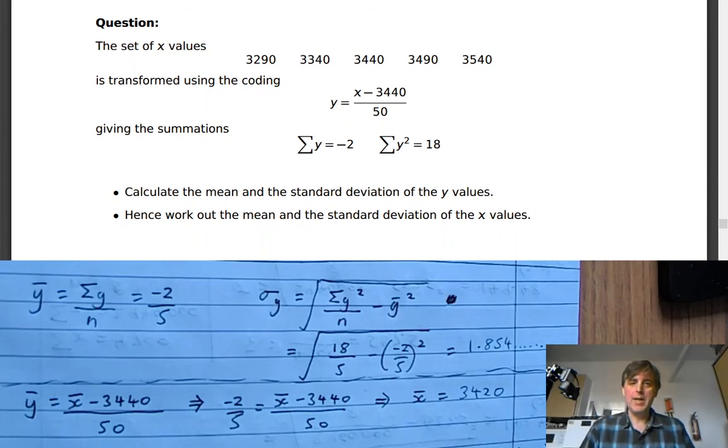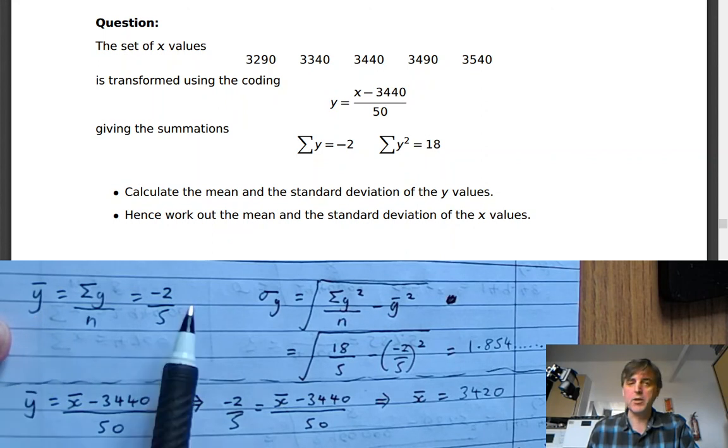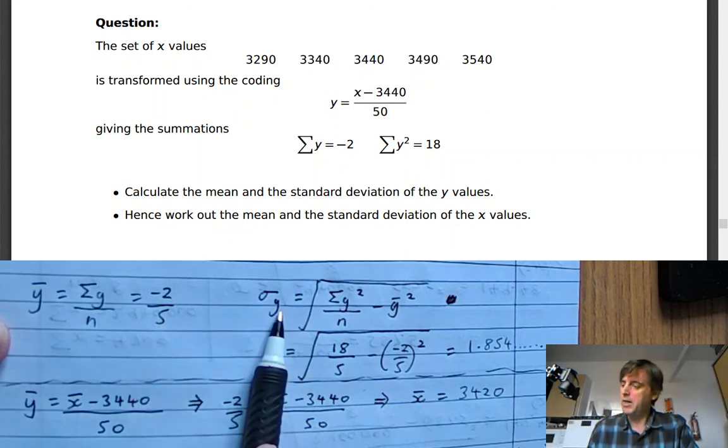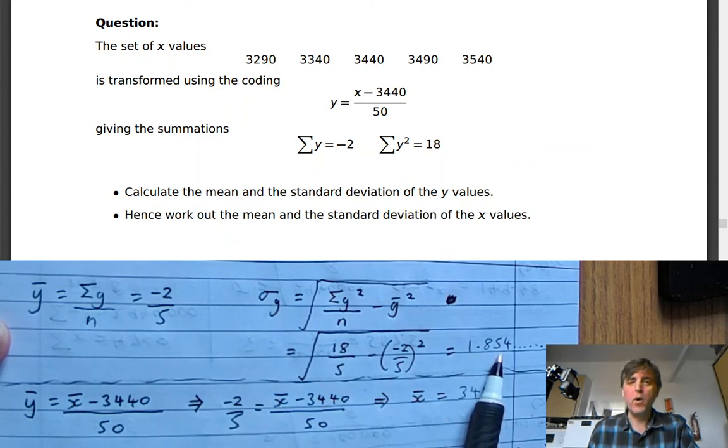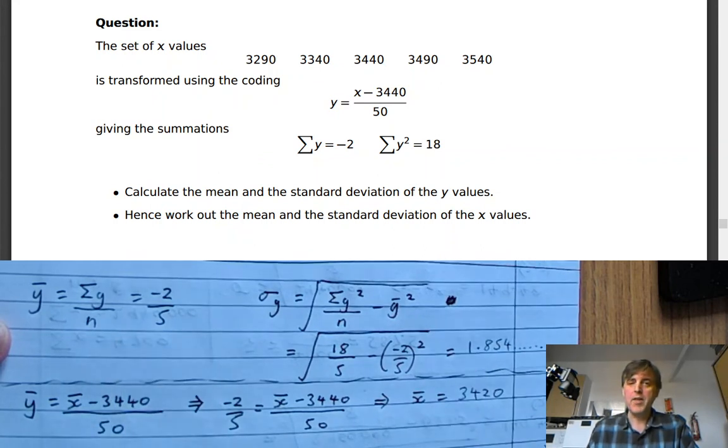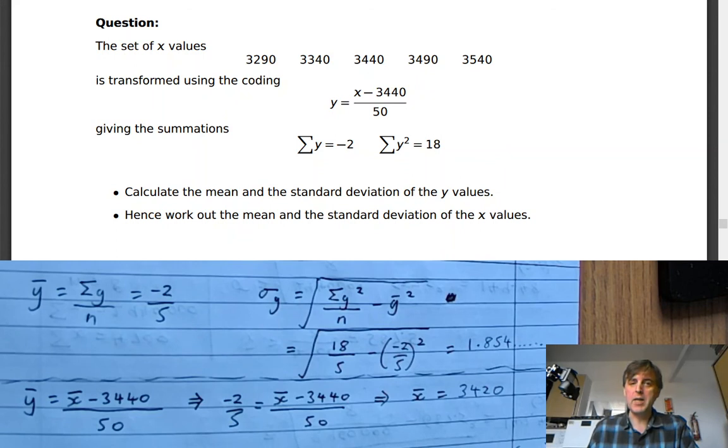Okay, let's see if we can compare answers here. I've written all of my answer out here already. So the first thing I did is I worked out the mean of the coded values. I got minus 2 over 5 here. And then the standard deviation of my coded values, I ended up with this number here, about 1.854. The number carries on. Okay, so that's my mean and standard deviation of my y values. And then I used those values to work out the mean of the x values here. So this was the coding. Undoing the coding here, we ended up with this value here of 3,420 for the mean of the x values.